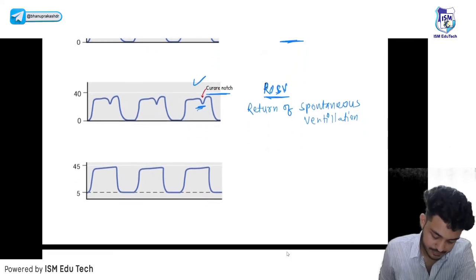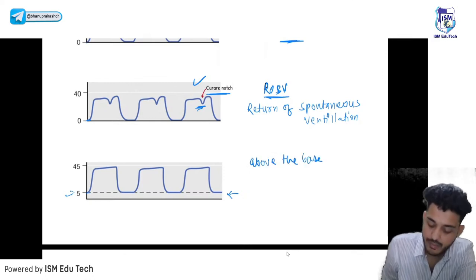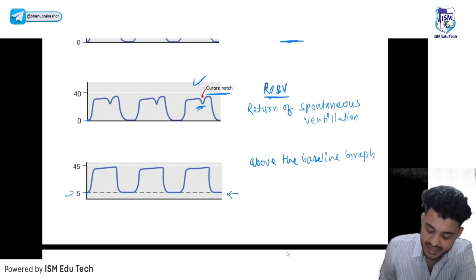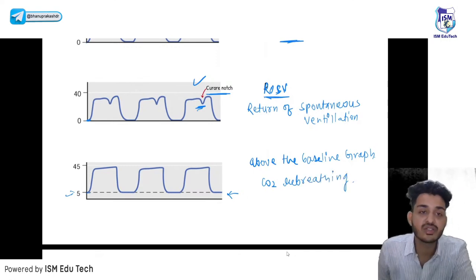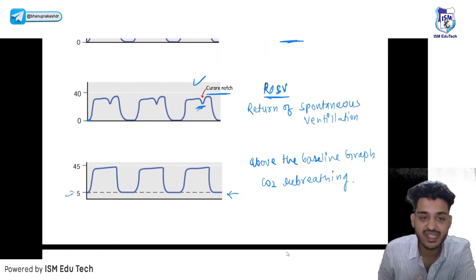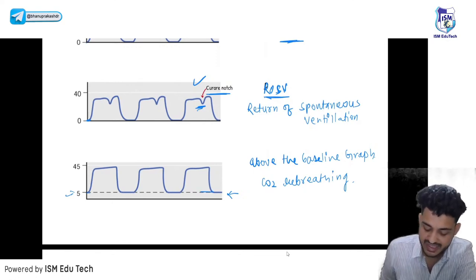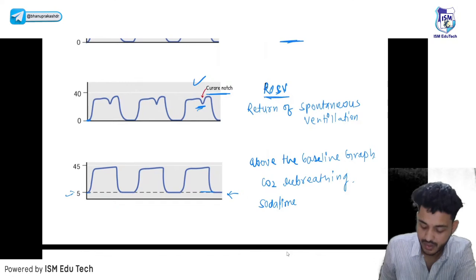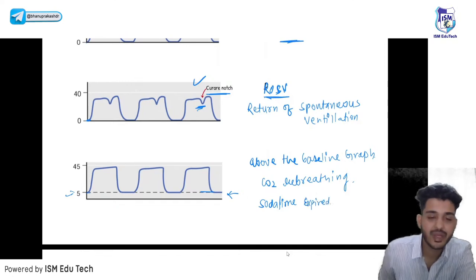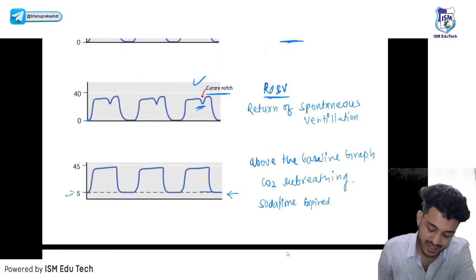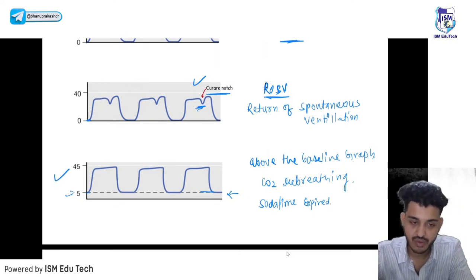Third one, this is above the baseline. This is from the baseline, this is from the baseline, but here it is above the baseline. We will see the above-the-baseline graph in cases of CO2 rebreathing. Whenever the patient is rebreathing the CO2, then we will see the above-the-baseline graph. Here, the soda lime can be expired, or maybe there is a problem in the circuit. So that is indicative of the above-the-baseline graph.